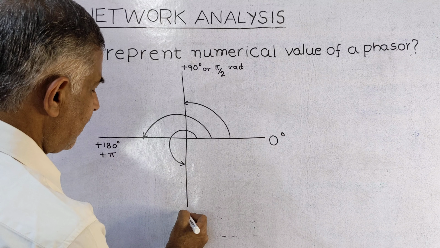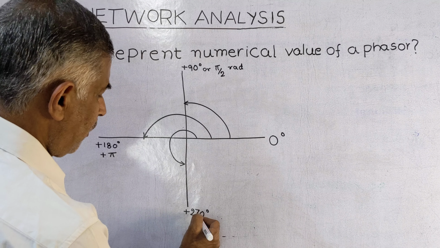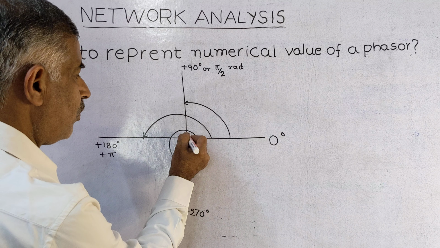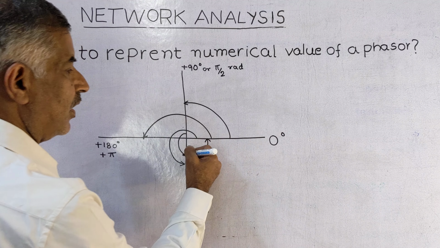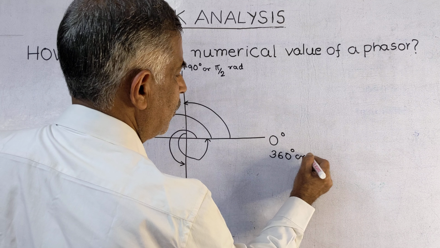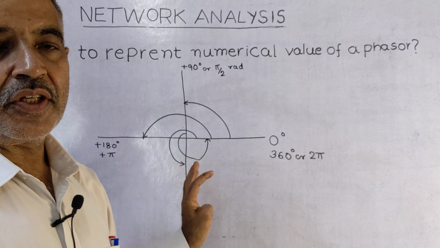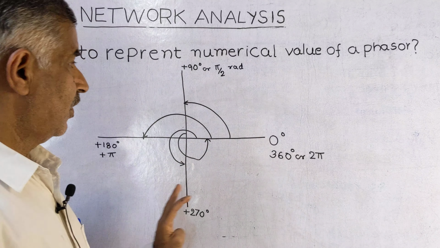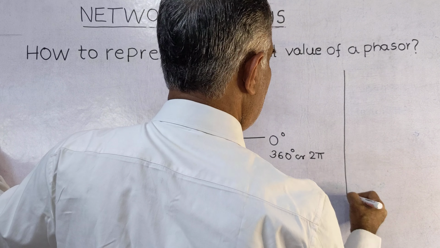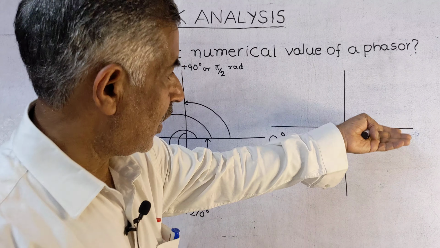Next, this angle is measured as plus 270 degrees. Next, if you measure this angle, you come back to 360 degrees or 2 pi radians. So angles measured in the anti-clockwise direction are taken with a plus sign. This is one way. You can also measure angle in the clockwise direction like this.